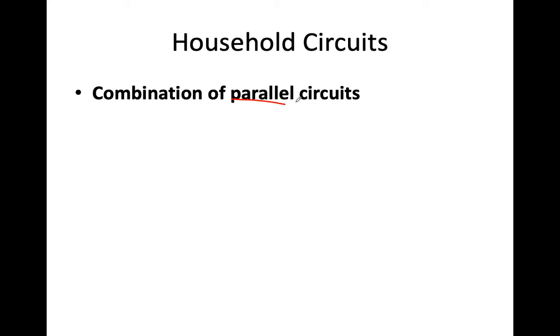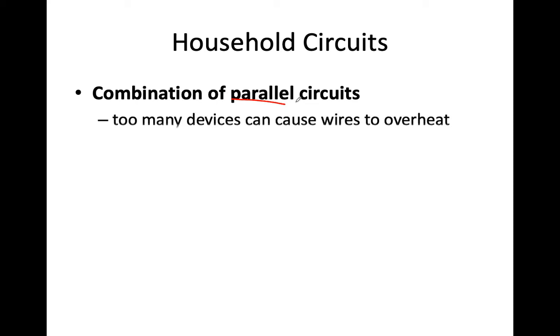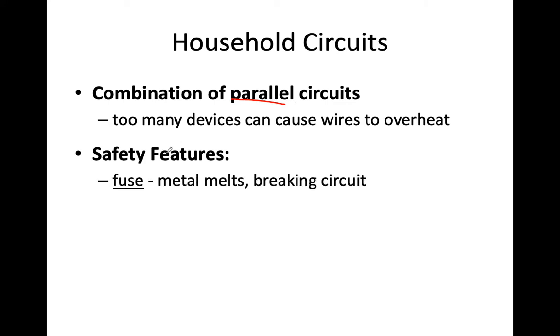Okay, now some of you are saying, well, wait a minute, if I plug into this outlet in my wall and I got a hair dryer going and the fan going and whatever, that it might blow your room out, as in like your room power turns off, but the whole house room power doesn't turn off. Okay. Too many devices can cause the wires to overheat. There's too much current flowing. So there are some safety features in place. The first is a fuse, all right?